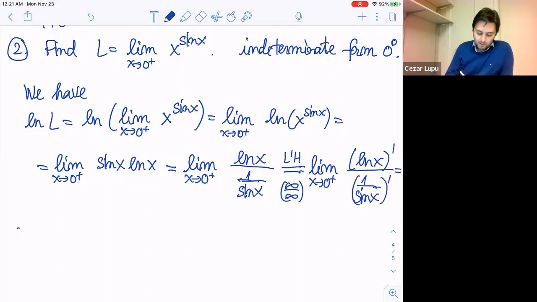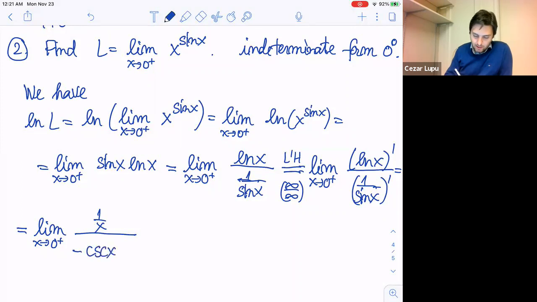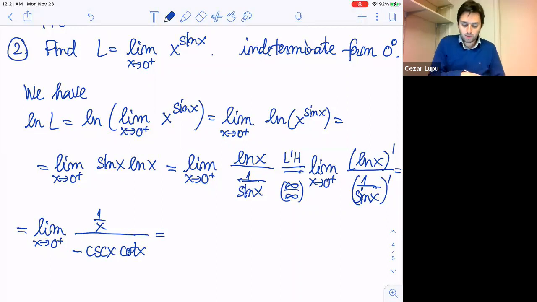All right, that's great. This would be equal to the limit as x approaches 0 plus of the derivative of ln of x, which is 1 over x, over the derivative of cosecant of x. And the derivative of cosecant is negative cosecant of x times cotangent of x. Well, we can actually compute it, but that's fine. You can use the chain rule or the quotient rule. You can do it either way.